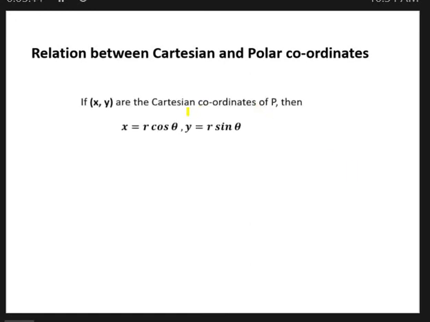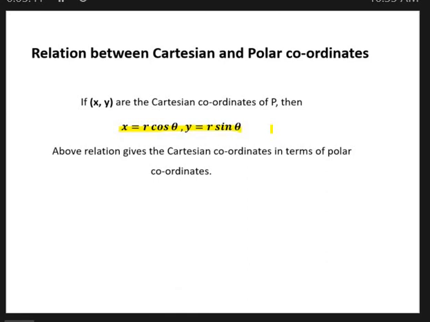x and y are the Cartesian coordinates of a point P. Then x is equal to r cos theta and y is equal to r sin theta. This relation gives the Cartesian coordinates in terms of polar coordinates. See, x and y are Cartesian coordinates, r and theta are polar coordinates. So x is equal to r cos theta, y is equal to r sin theta gives the relation between the Cartesian coordinates in terms of polar coordinates.